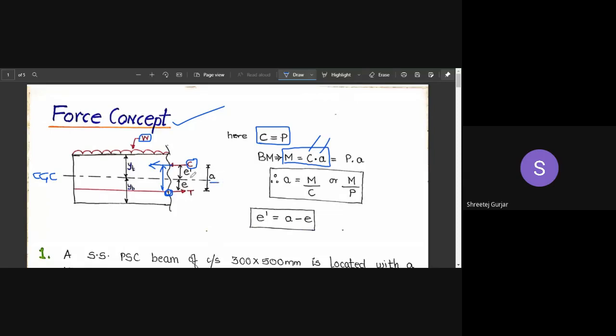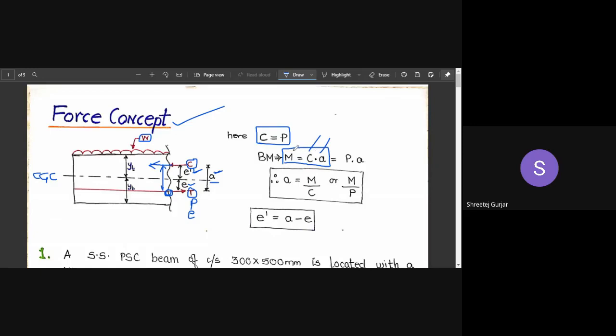In the numericals, you will be given the pre-stressing force P and the eccentricity E. The lever arm will not be given, and E dash will not be given to you. So we need to calculate the lever arm and then E dash from these two values, the pre-stressing force P and the eccentricity E. Only these two will be given.